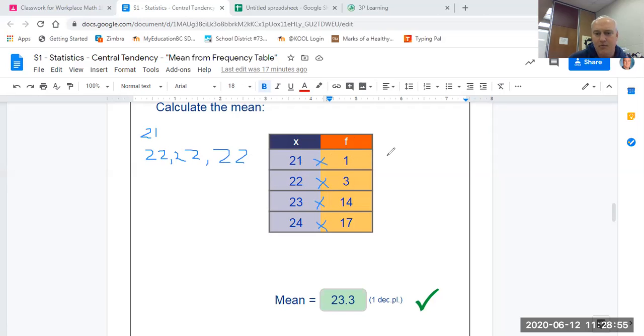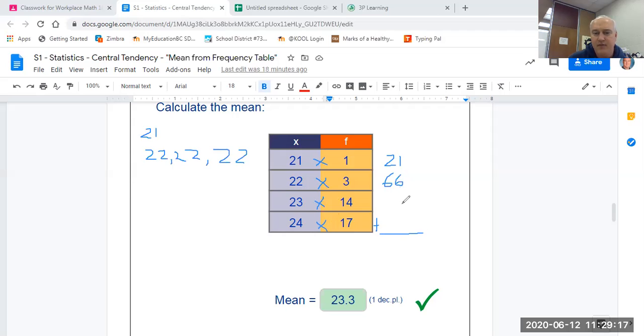So 21 times 1 would be 21. 22 times 3 would be 66. 23 times 14, I would have to put into a calculator. I can't do that in my head. And likewise, 24 times 17. What we're going to get is a value here. So we're going to add up all 4 of those numbers, and we are going to get a value.